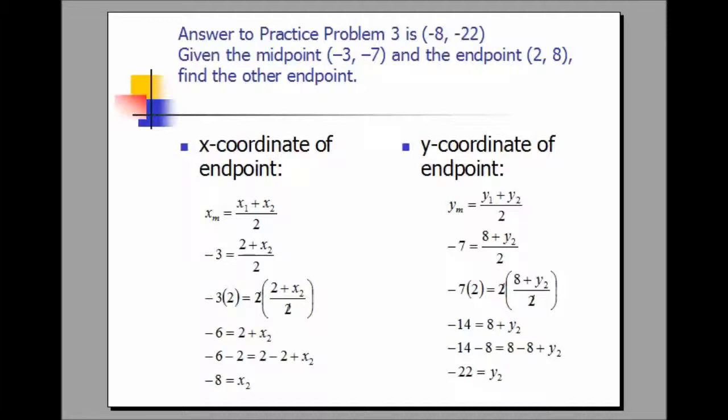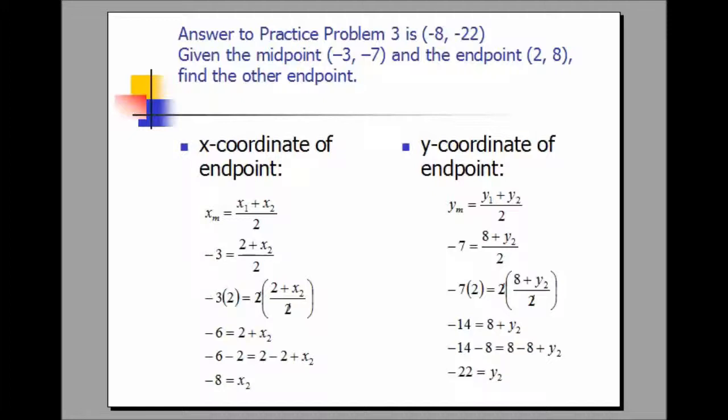We multiply both sides by 2. On the left, this gives us negative 6. On the right, the 2 in the denominator and the 2 that we multiply cancel, and we're left with 2 plus x sub 2. Subtracting 2 from both sides gives us negative 8 equals x sub 2.